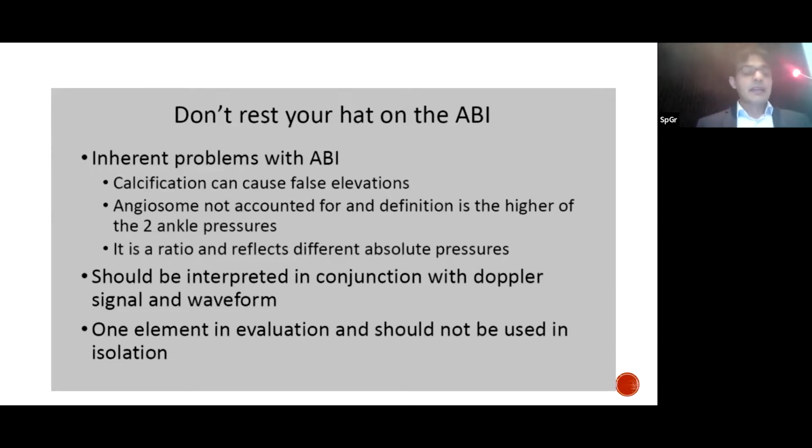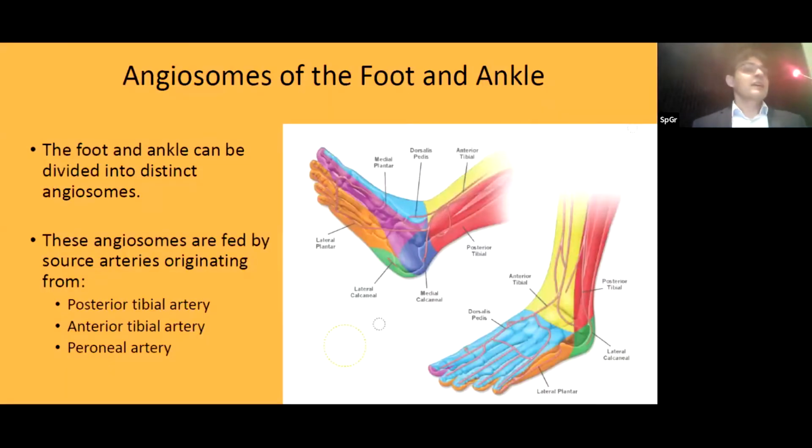And ABI does not take into account the angiosome concept. It is basically looking at the vessel where you can feel or get pressures. But just like in the heart, if we have disease in the LAD, it's the anterior wall, RCA is the inferior wall, same in the leg. The anterior tibial artery supplies certain areas in the foot, and the posterior tibial supplies certain other areas. So ABI does not take into account the angiosome concept.